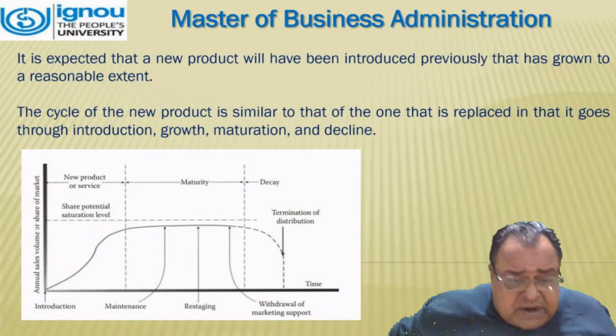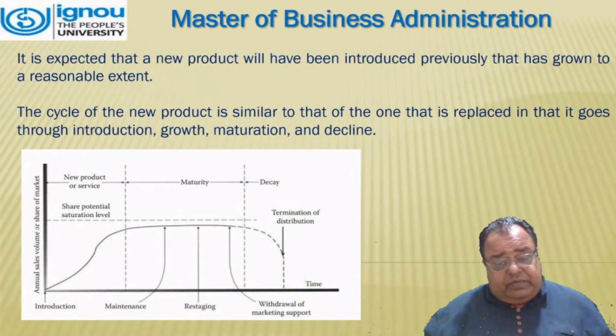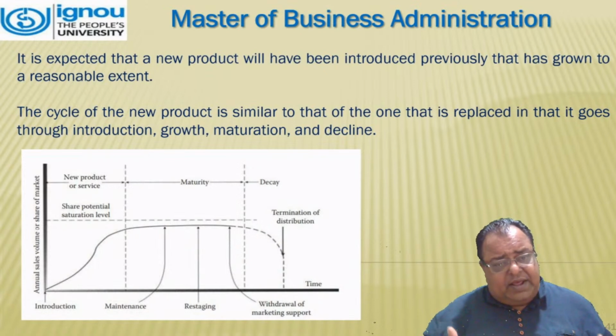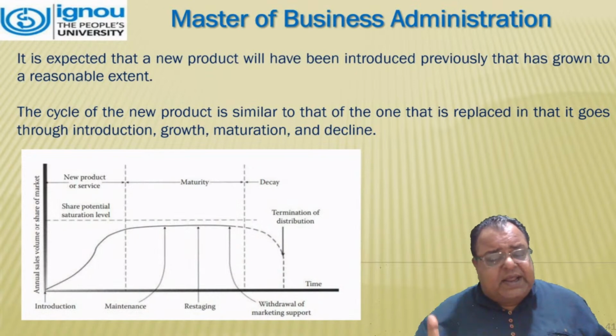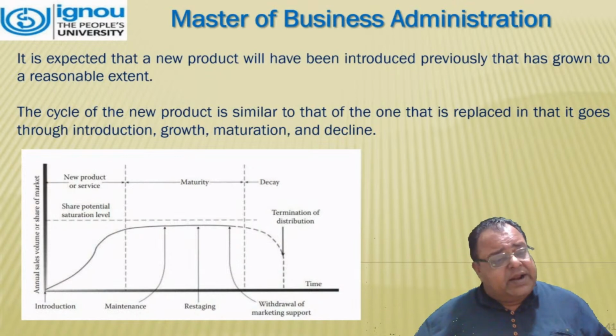And after a particular time, it starts coming down. And at a particular level, the organized company decides that further sales cannot be increased or profits cannot be generated, so they decide to terminate the distribution. And once the new product is launched, again this cycle repeats.